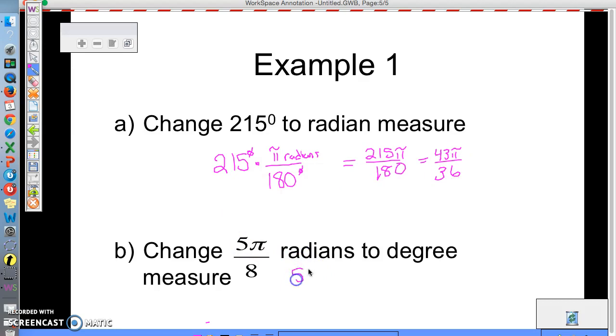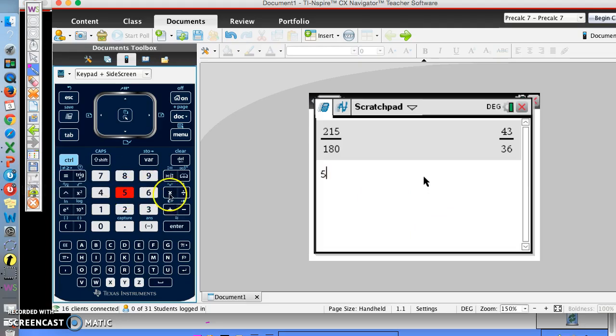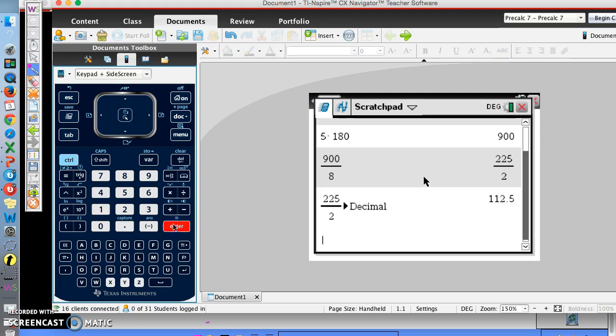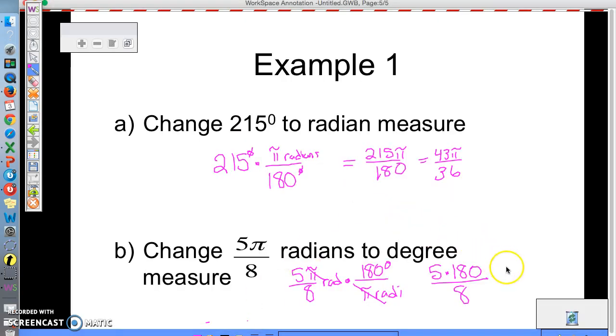Now if we want to go the other way, we have 5 pi over 8 radians. We want it in degrees, so we want our radians gone, so I'm going to put pi radians on the bottom, 180 degrees on top, so our radians are gone, so we have 5 times 180 divided by 8. So we have 112.5 degrees.